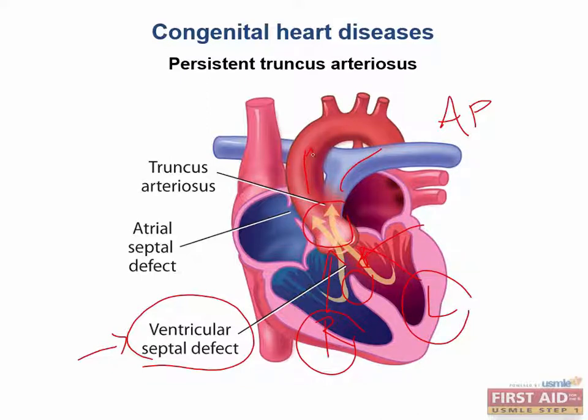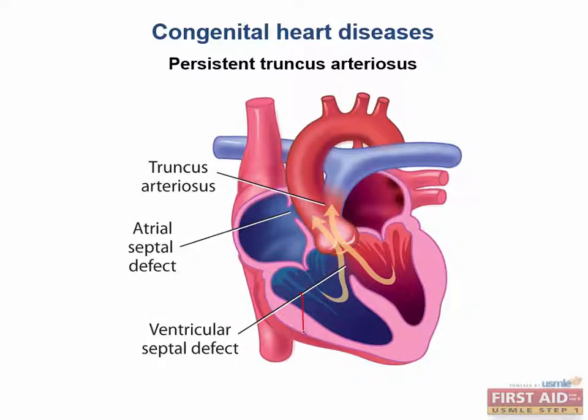So why does this make the baby cyanotic? The baby is cyanotic at birth because very low oxygen tension blood from the right side of the heart is mixing with the left side of the heart. Notice how they're both draining into this one common trunk due to the ventricular septal defect. Okay, great. Now let's go ahead and move on to the next one.